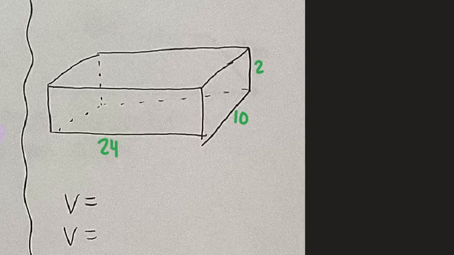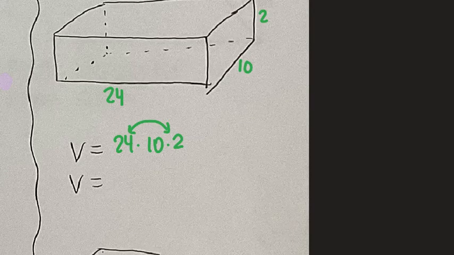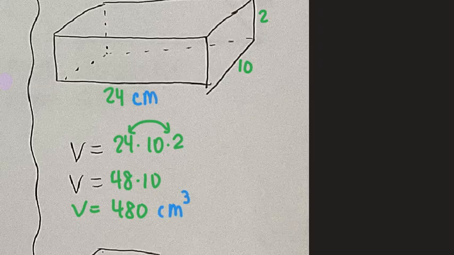All right, pause the video. You have 2 V's, V equals, V equals. 24 times 10 times 2. I think I'm going to do 24 times 2 in my head. If you want more V's than what we've got, you can always add more. So maybe I go ahead and write 48 times 10 and then 480. So if you'd like 3 V's or 2 V's, totally up to you. And I didn't put a label, so let's put centimeters, centimeters cubed.